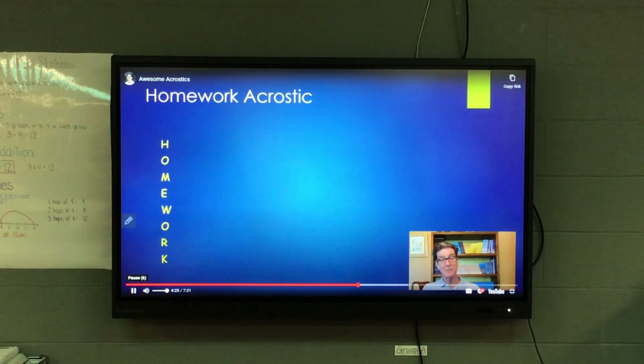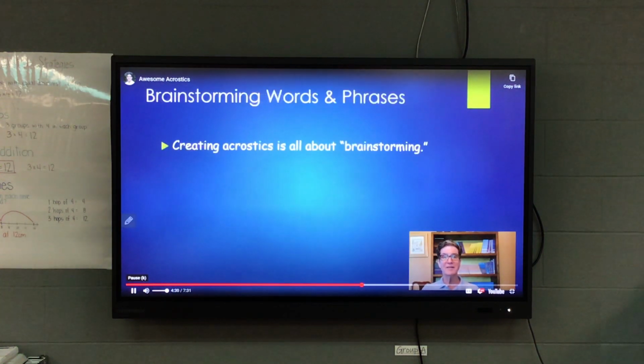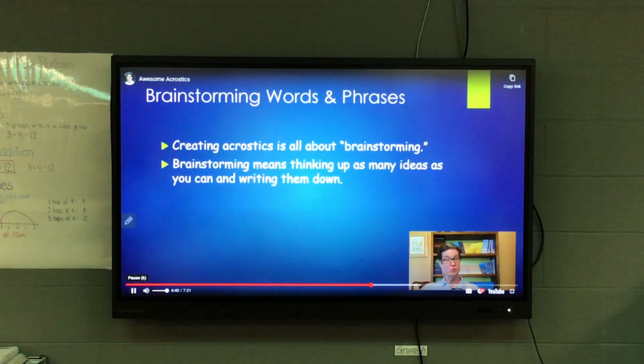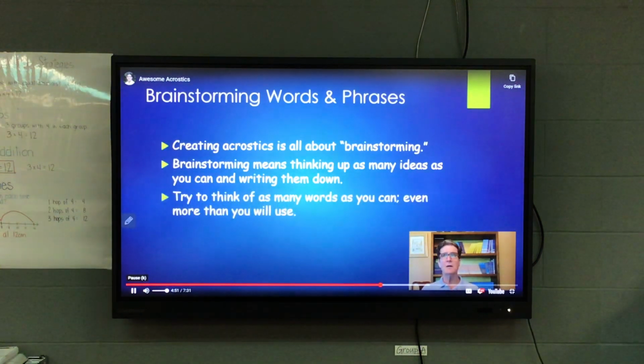Now the next step is to brainstorm ideas, because writing acrostics is all about brainstorming. It's about coming up with other words and other phrases that have something to do with your topic. Now, you should then think of as many words, as many ideas as you possibly can, and just start writing them down. Maybe get a second piece of paper to write your ideas down on. You want to think of as many words as you can, even more than you're going to need.